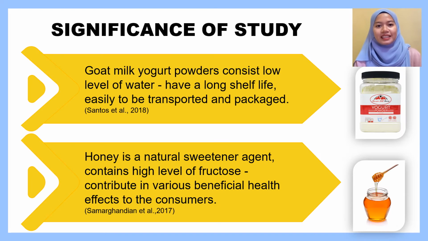For the significance of the study, the goat milk yogurt powder consists of a low level of water, so it will have a long shelf life. At the same time, it will be easily transported and packaged due to the decrease in the yogurt powder weight. Next, honey is a natural sweetening agent that contains a high level of fructose, so that it will contribute various beneficial health effects to the consumer.